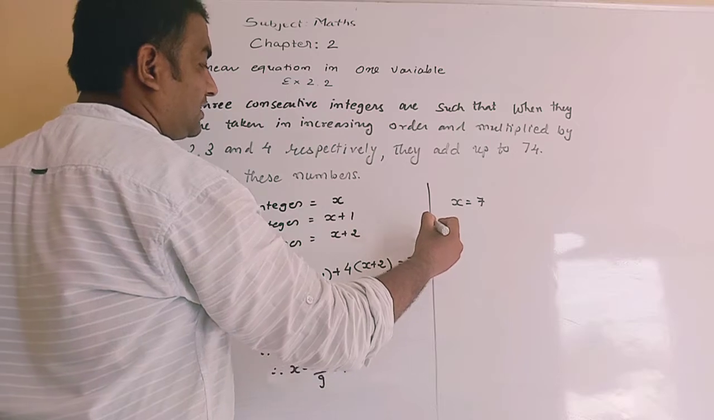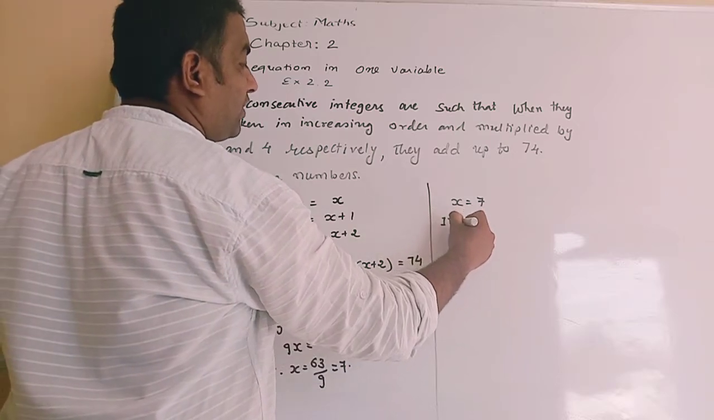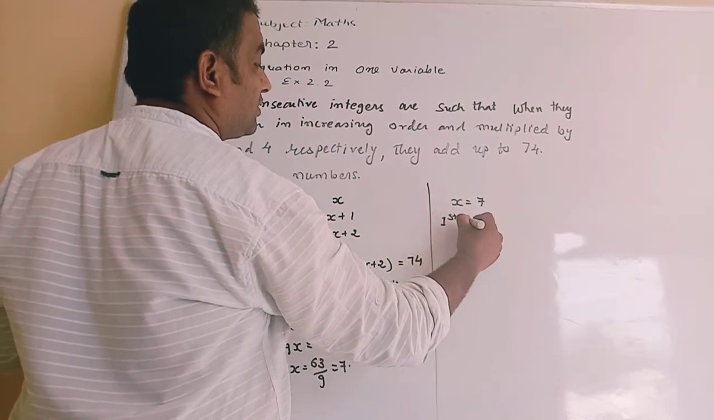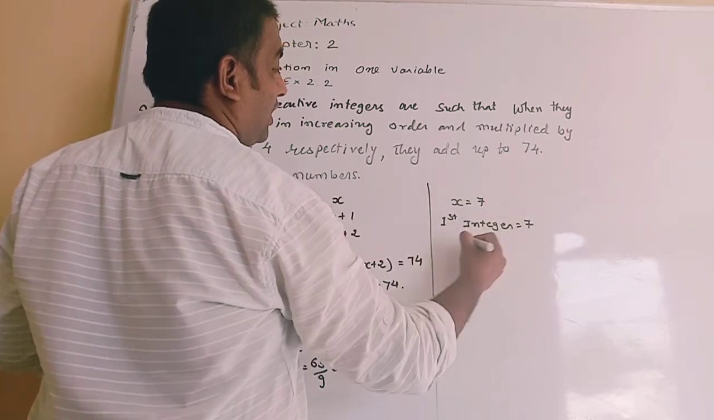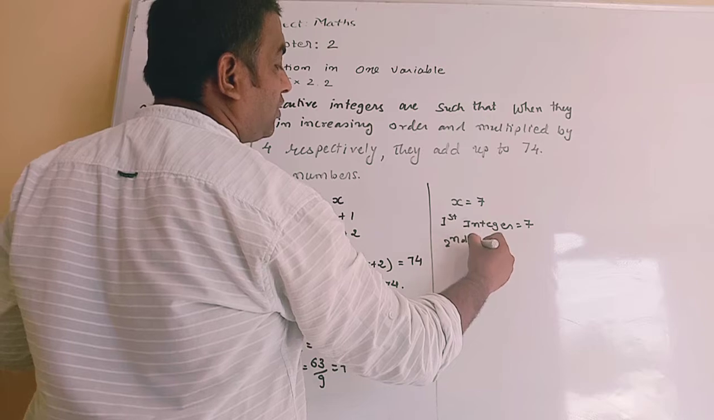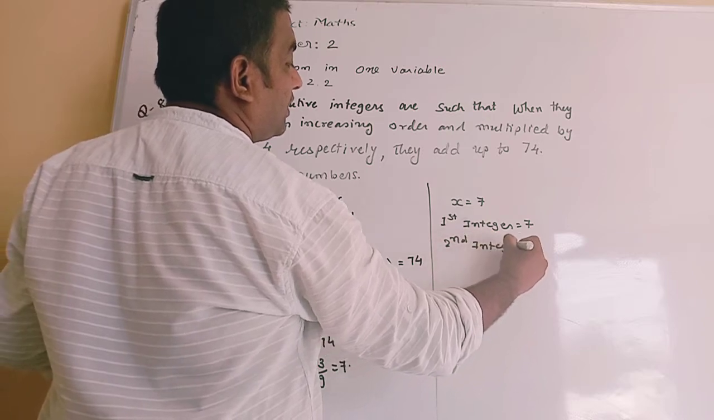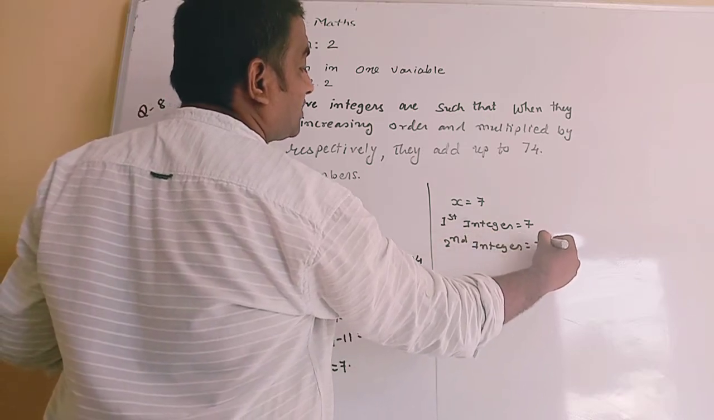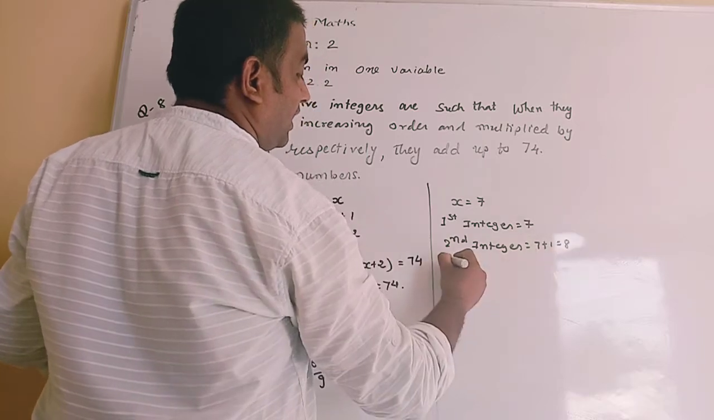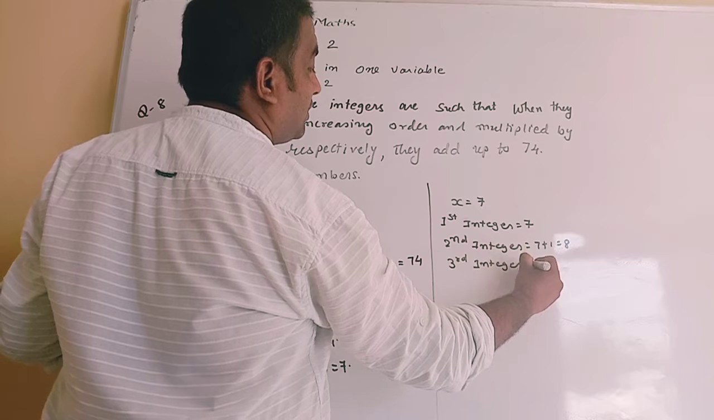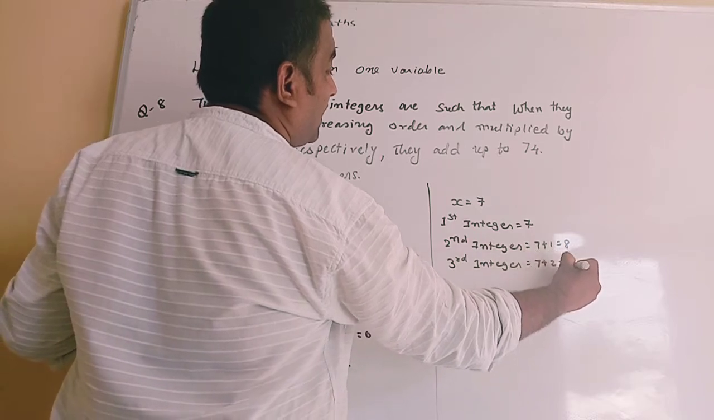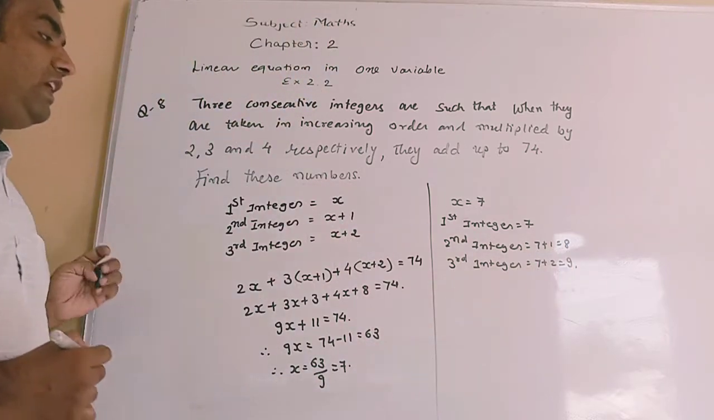Then the integers: the first integer we got is 7. The second integer will be one more, x plus 1, 7 plus 1 equals 8. And the third integer will be 7 plus 2, that will be 9. And so the three integers are 7, 8 and 9.